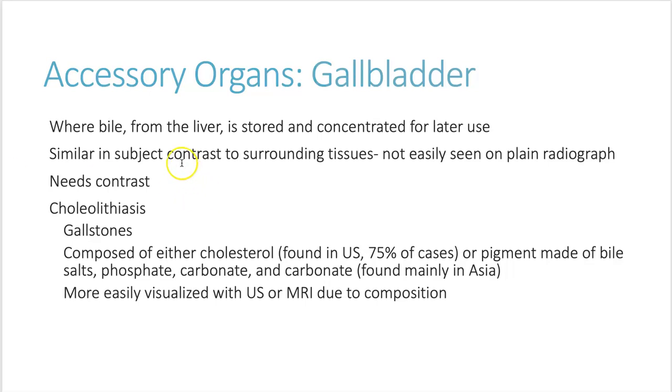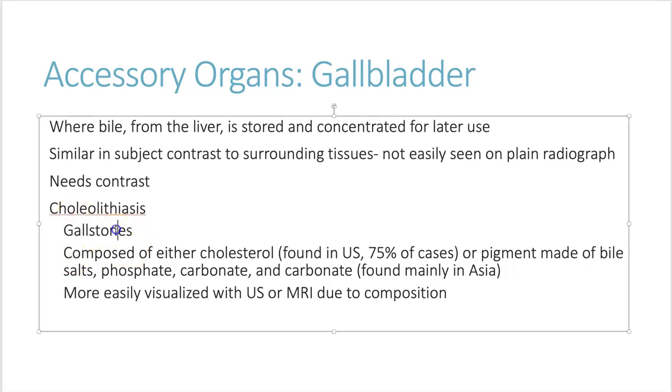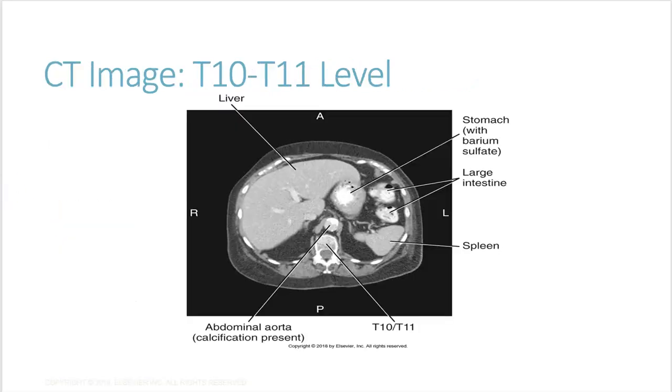Let's see, the gallbladder, again, it's where bile from the liver is stored and concentrated for use later on. It's similar in subject contrast to surrounding tissues, so we don't usually see these on an x-ray really well. We won't get much detail out of them. Only when you switch over to CT or MRI will you get a lot of great detail on the liver as compared with its surrounding tissues like the gallbladder and so on. But you can see the gallbladder when there's stones in there, because stones are almost literally like rocks in the body that kind of mimic the same density as bone, so we can see them on an x-ray.